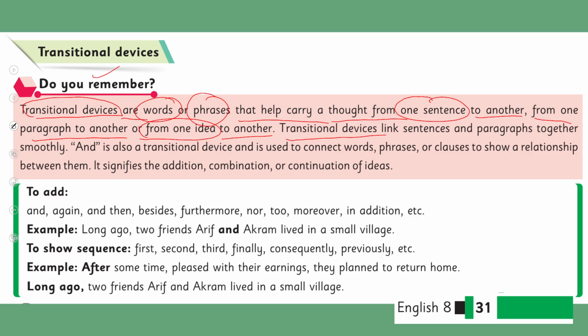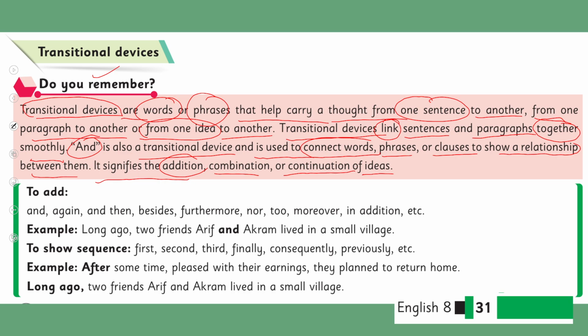So transitional devices link sentences and paragraphs together smoothly, and a conjunction is also a transitional device and is used to connect words, phrases or clauses to show a relationship between them. It signifies the addition, combination or continuation of ideas. So now we are clear about our transitional devices and the purpose they serve. Let's talk about some examples.